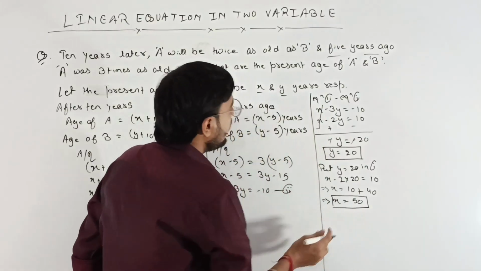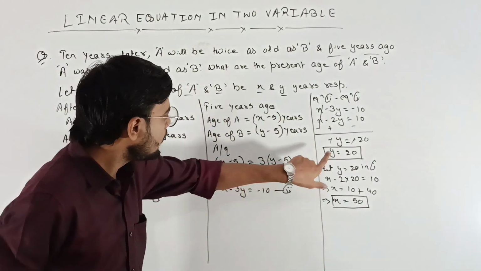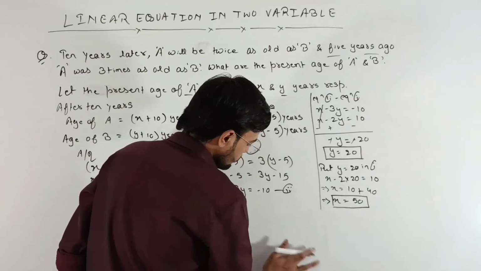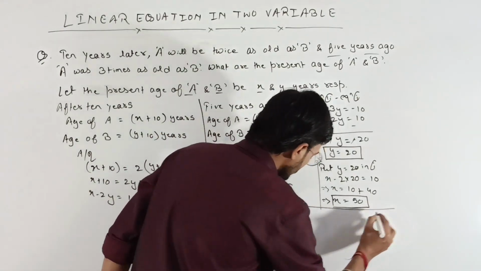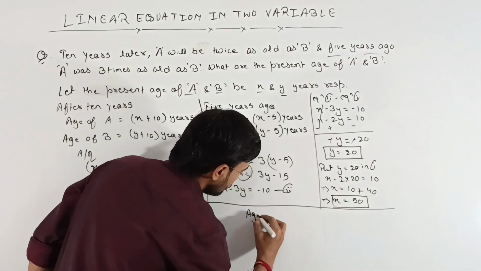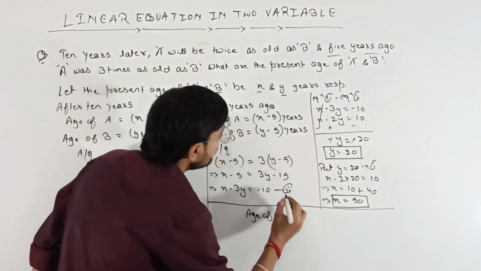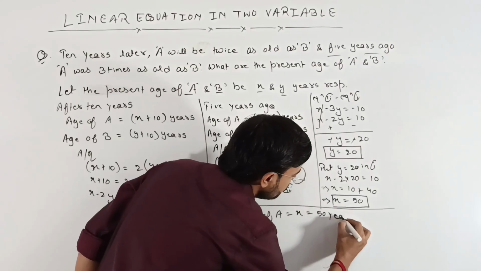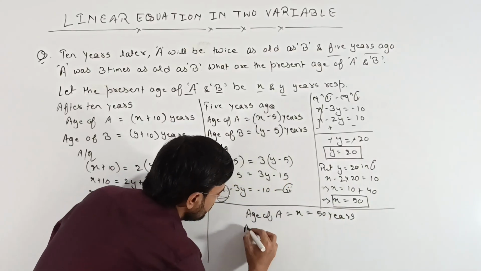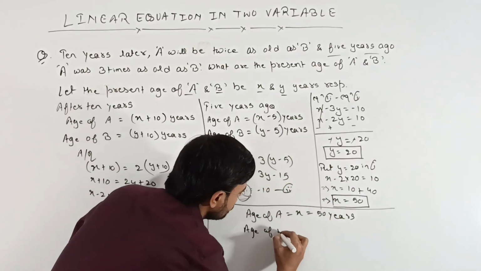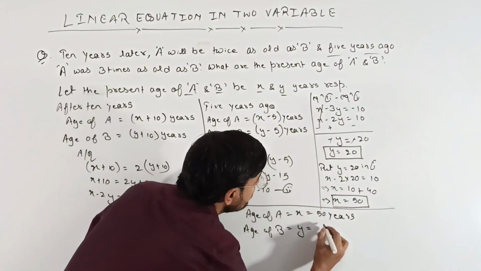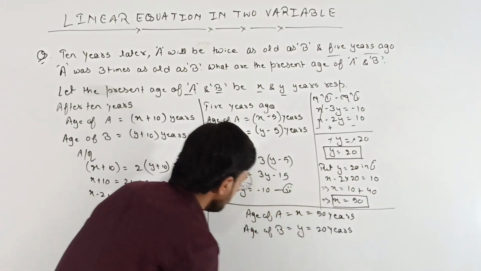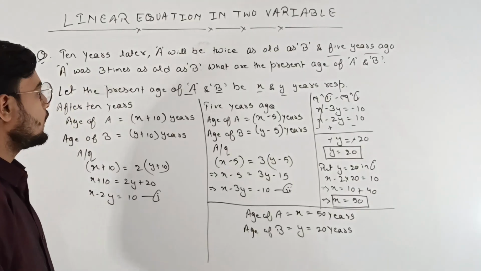Okay, and what is x? X is the age of A and y is the age of B. So the age of A is x, that is 50 years, and the age of B is y, that is 20 years. Understood? Now let's see it again.